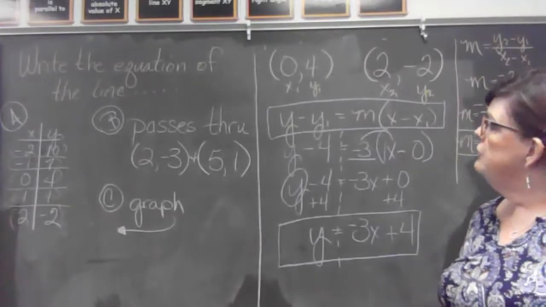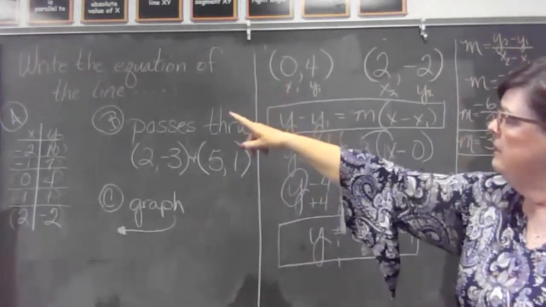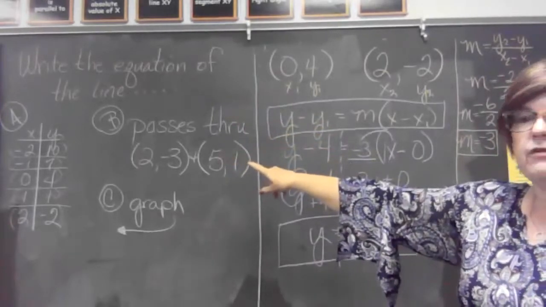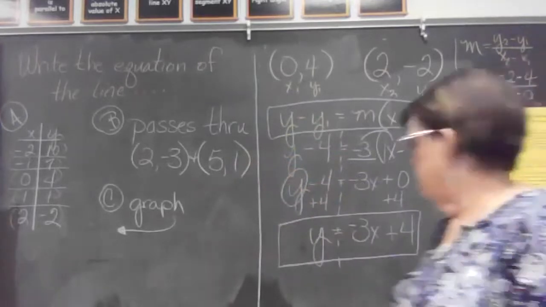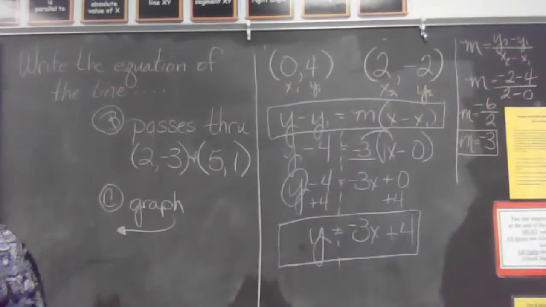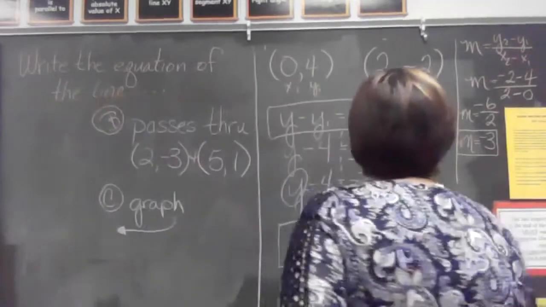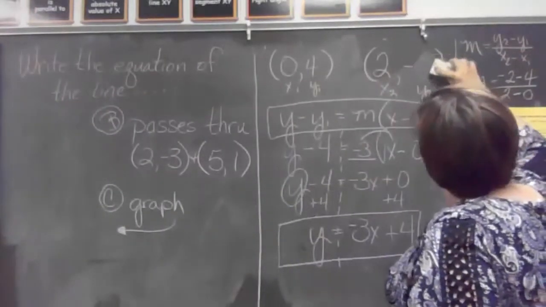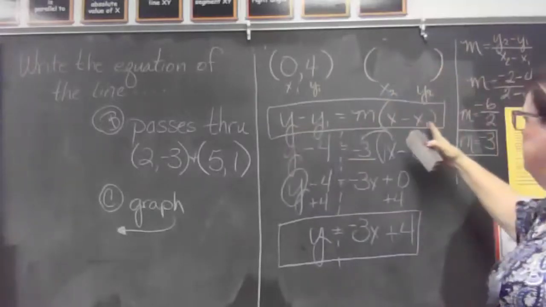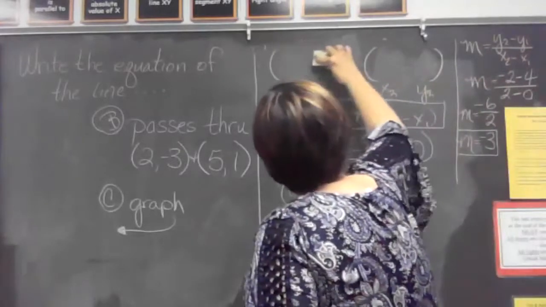Okay, now we're going to do B. What if it was a word problem that said, write the equation of a line that passes through these 2 points? You see 2 and negative 3 and 5, 1. So this is the one that we're going to work on now. And again, if it tells you to write the equation of a line, you're going to use this formula right here. Use this pattern. This is how you write the equation of a line.